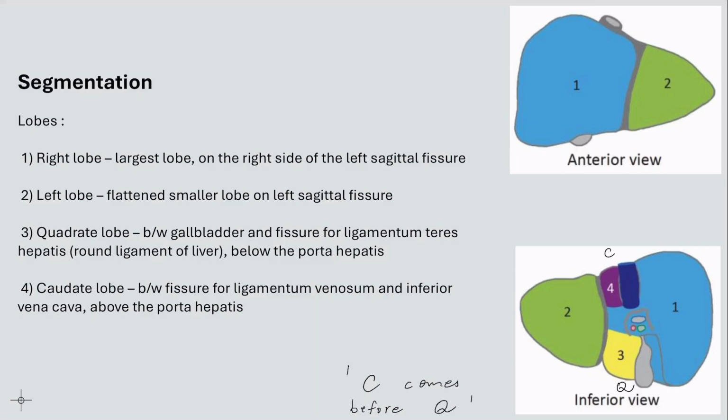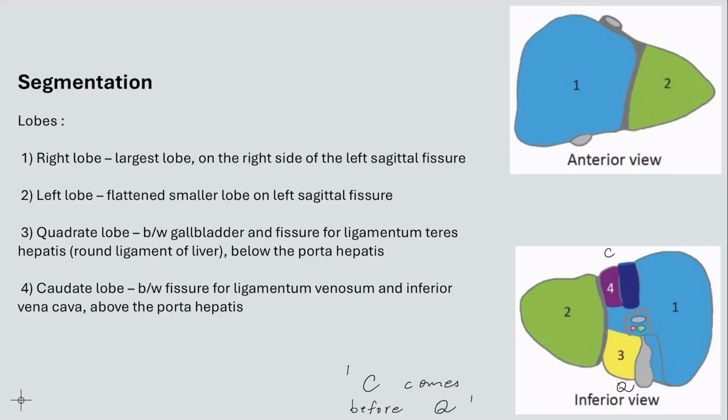Then you have the quadrate lobe, which you can see in the inferior view right here in the yellow, and it's between the gallbladder and the fissure for the ligamentum teres hepatis, which is the round ligament of the liver, and it's located below the porta hepatis.